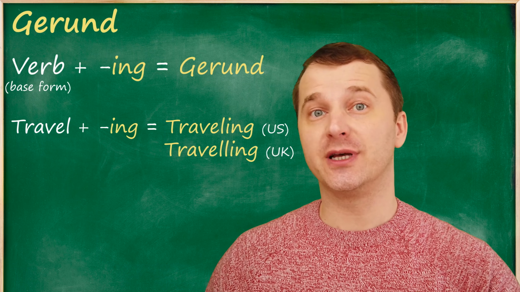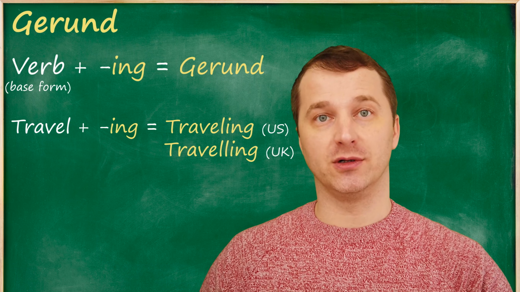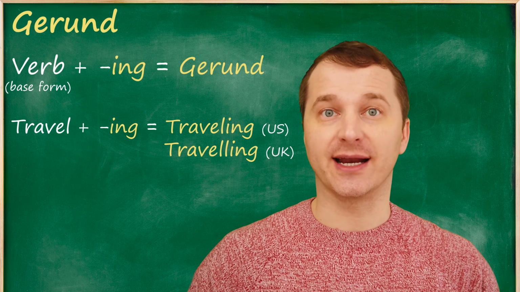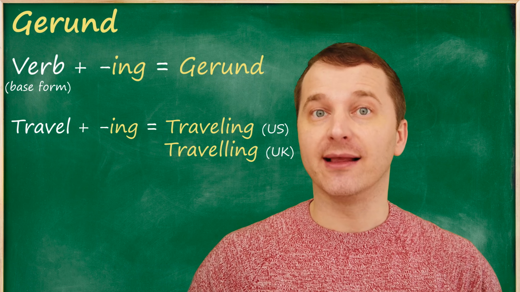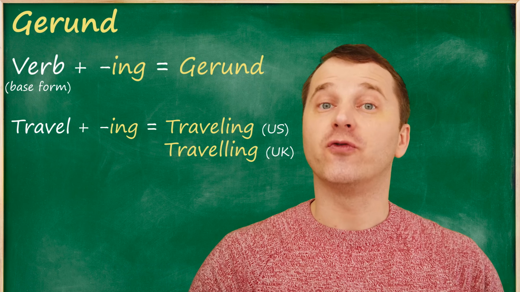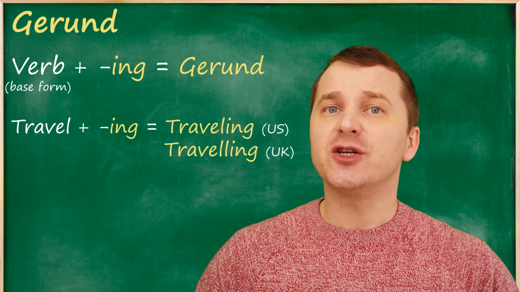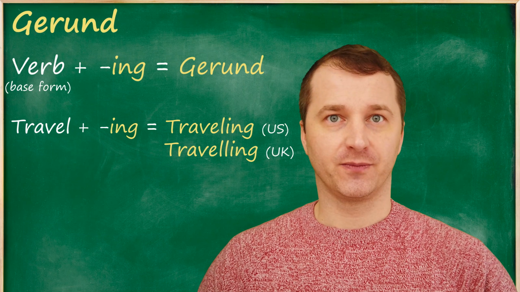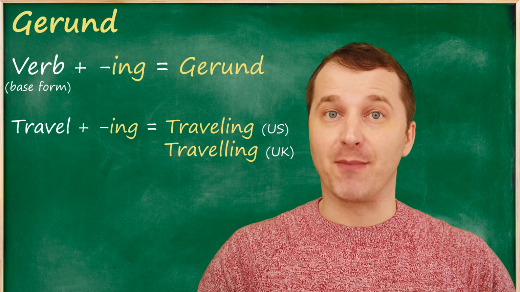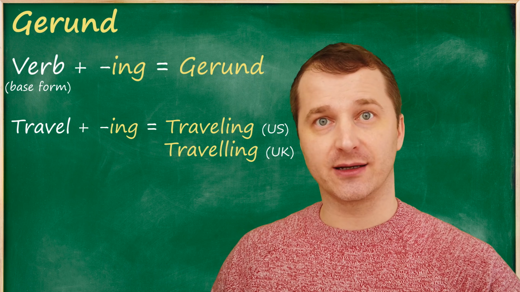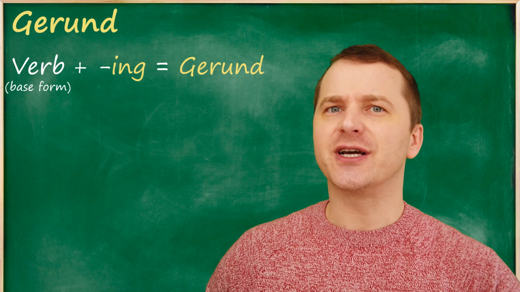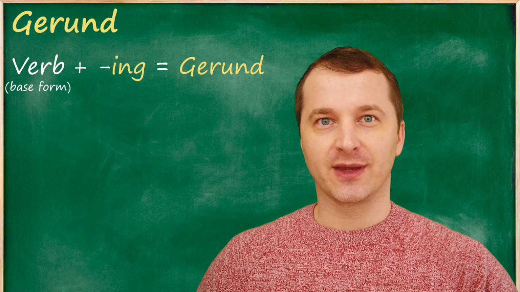As a side note, you can see from this example that the gerund traveling has a single L in American English and a double L in British English. It does not matter which form you use, but try to be consistent with your spelling. So when you are writing, try to stick to either American or British way of spelling, but don't mix them together. Okay, so let's look at more examples here.